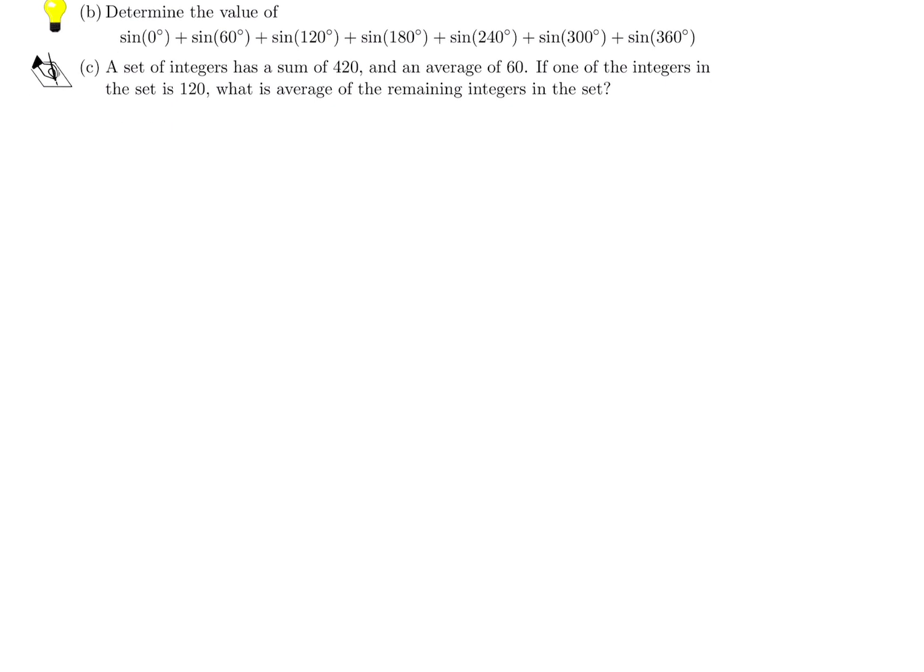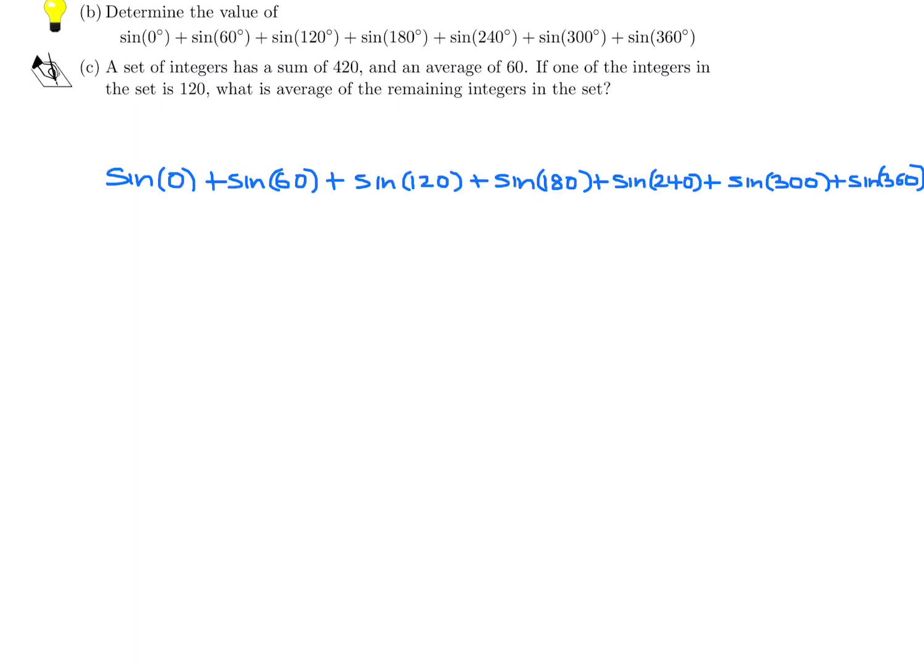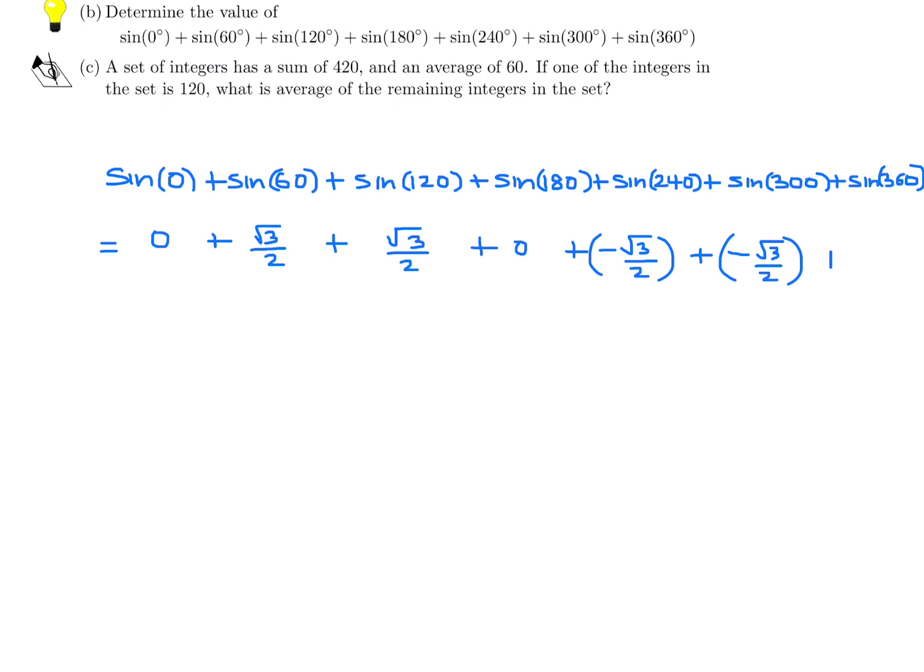Determine the value of sine 0 all the way to sine 360. Well, the sine of 0 is just 0. And the sine of 60 is root 3 over 2. The sine of 120 is also root 3 over 2. The sine of 180 is 0. The sine of 240 is negative root 3 over 2. The sine of 300 is also negative root 3 over 2. And finally, the sine of 360 is 0.